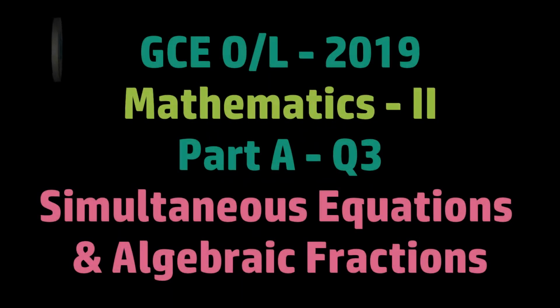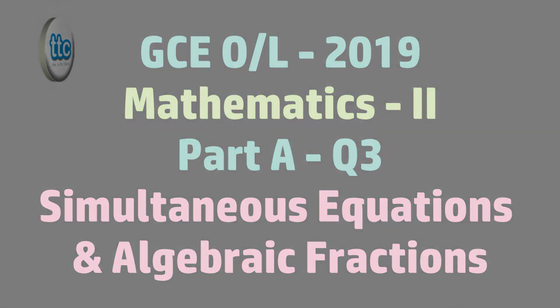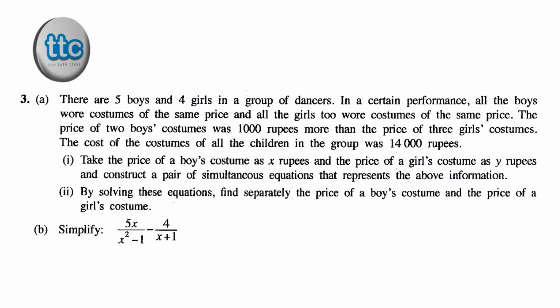Today I am going to discuss GCE O Level 2019 Mathematics Paper 2 Part A question number 3. This question is based on simultaneous equations and algebraic fractions. This is the question. Now we will summarize the information given in the question.